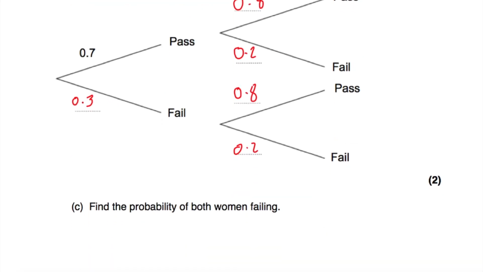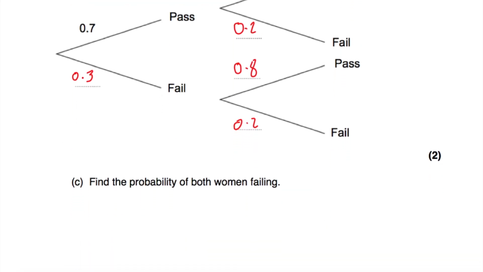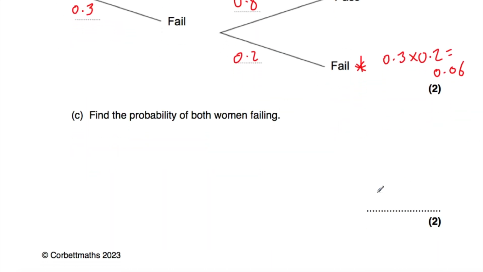And then we're asked to find the probability of both women failing. So it's going to be a fail and a fail. That's that option there. So that would be 0.3 multiplied by 0.2, and that would be equal to 0.06. So the probability of both of them failing would be 0.06. And that's it. Okay, our next question.